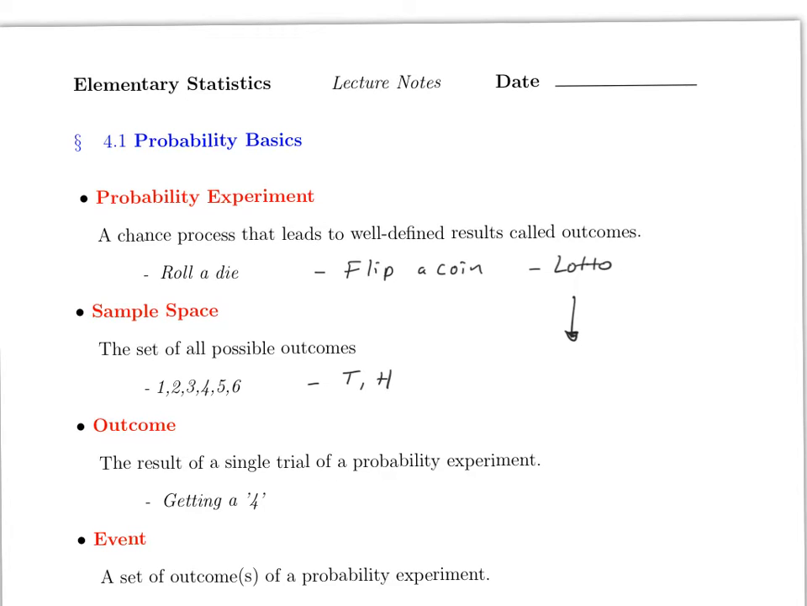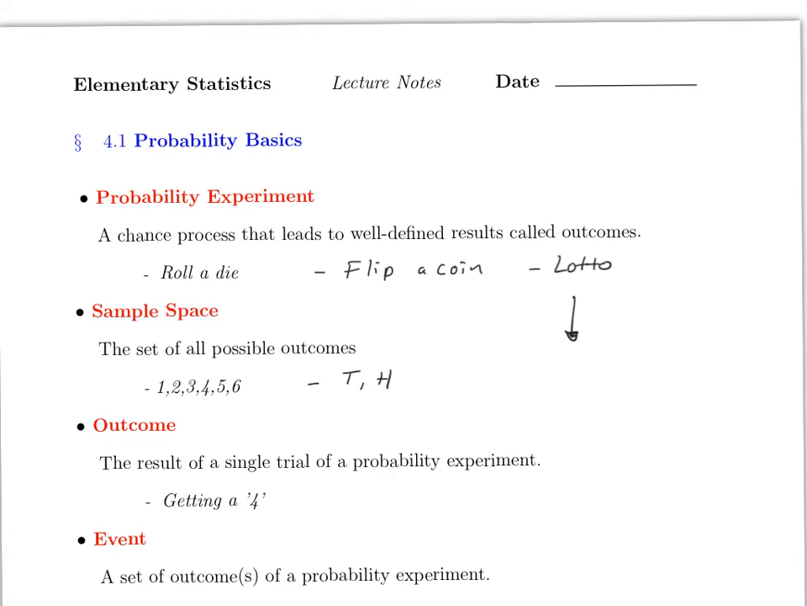Now, an outcome is just a result of a single trial. For example, if you roll a die, it would be like getting a 4, or getting a 5, and so forth. So there are 6 possible outcomes. For a coin, there are only 2 outcomes. You either get tails or you get heads. That's it. The lottery one is the one we'll get to later: how do you know how many outcomes you have?